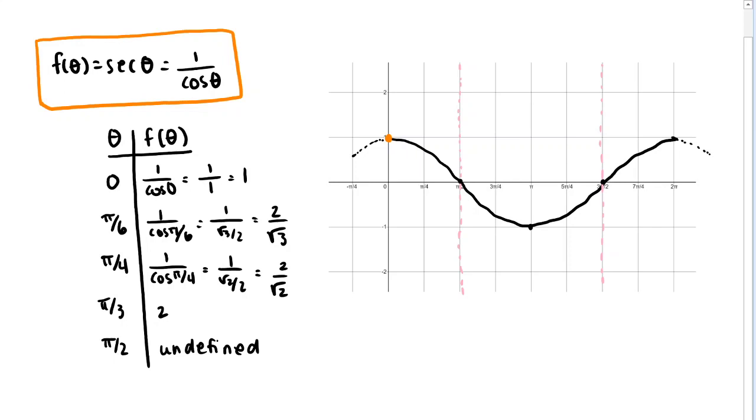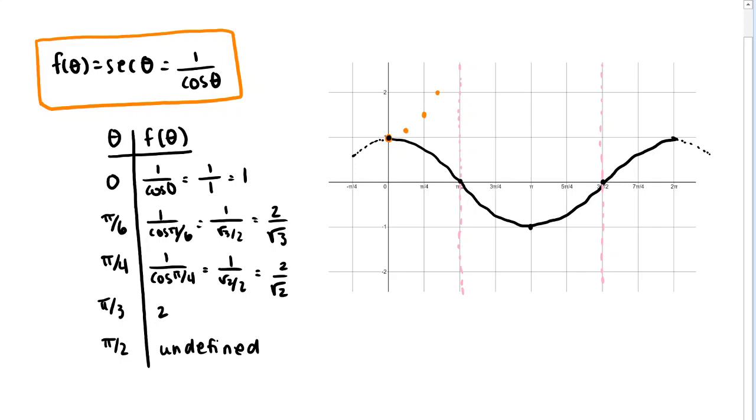If I plug in pi over 6, we get 2 over the square root of 3, and the square root of 3 is just shy of 2. And so this is some number pretty close to 1, just a little bit more. And here for pi over 4, we get 2 over the square root of 2, and the square root of 2 is a little bit smaller, and so dividing by that will give us a slightly larger result. And then plugging in pi over 3 is going to give us 2 out.